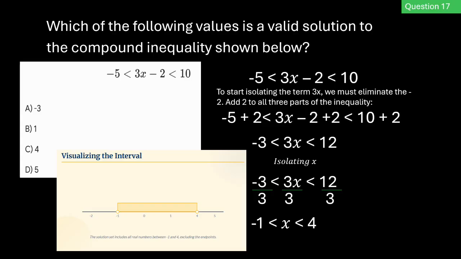For option A, negative 3 is too small. It is less than negative 1. Option B falls perfectly between negative 1 and 4. For option C, that is our upper boundary, but because it's a strict inequality, 4 is excluded. D, 5 is too large. Therefore, the only valid solution listed is option B.